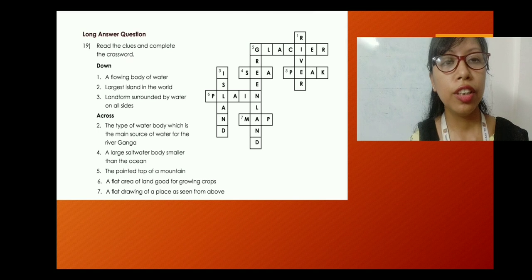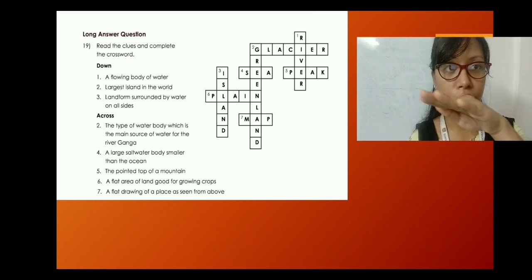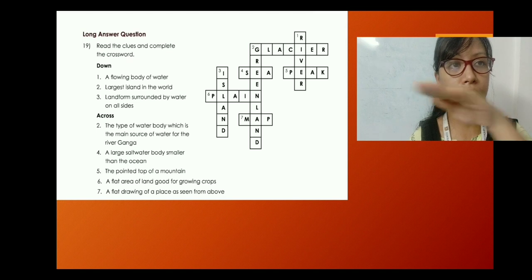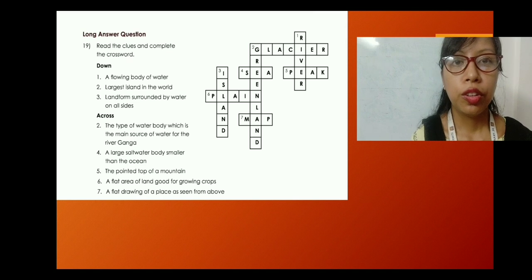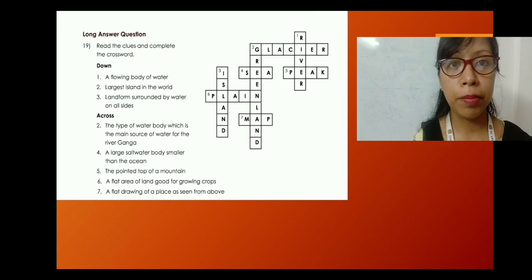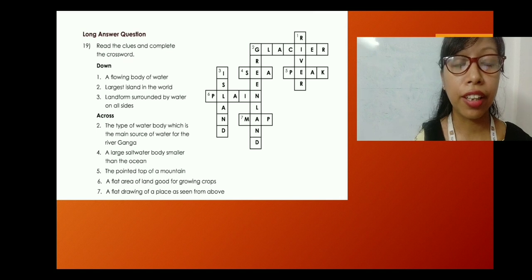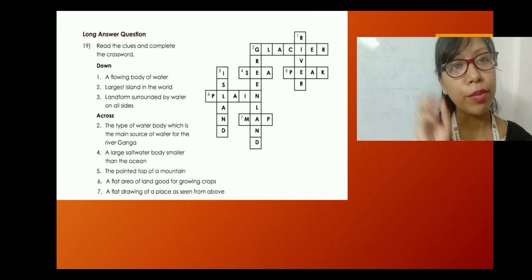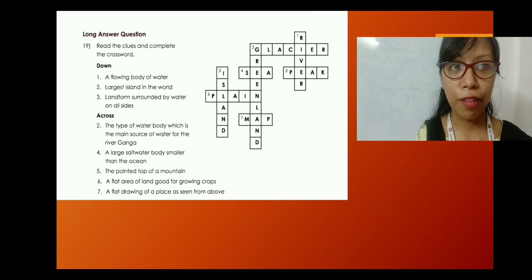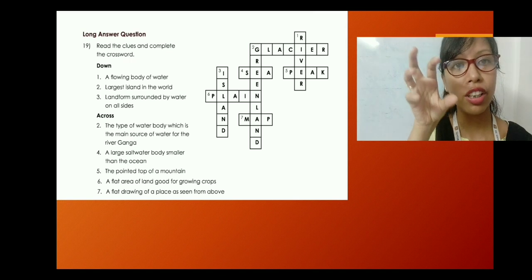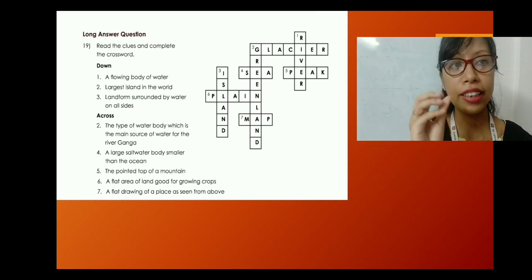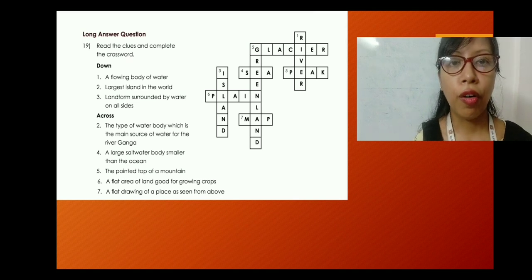Now we are going to talk about the across. Across means from west to east. Number 2, the type of water body which is the main source of water for the river Ganga. The river Ganga comes from the glacier. Have you heard about it? Yes, actually, the source of river Ganga is glacier. There it melts and it comes from there. Number 4, a large saltwater body smaller than the ocean. What is it? Yes, it is sea.